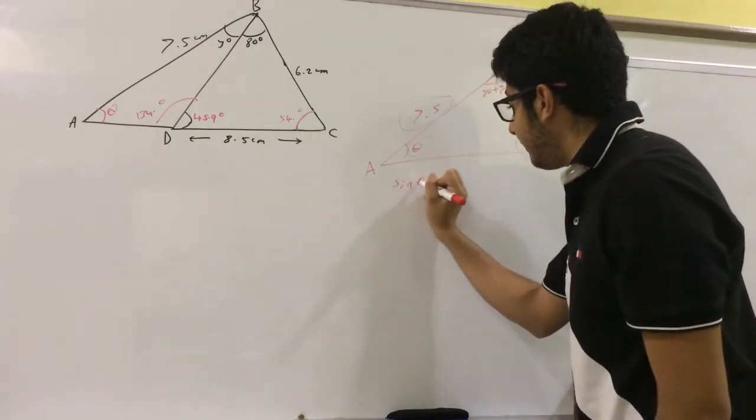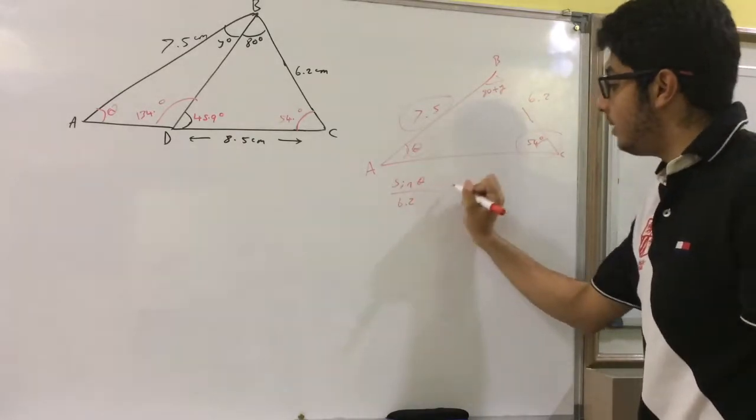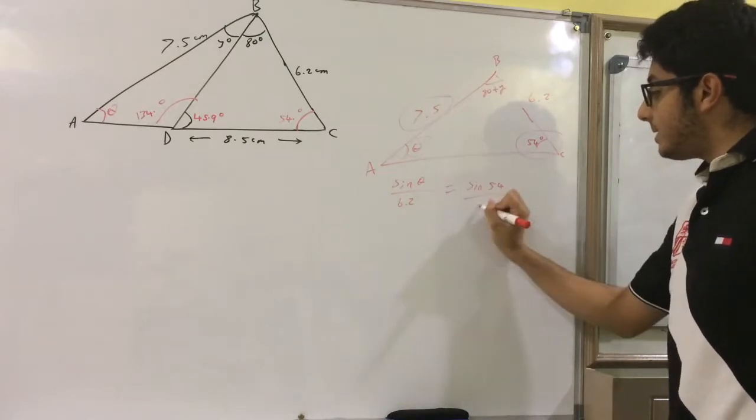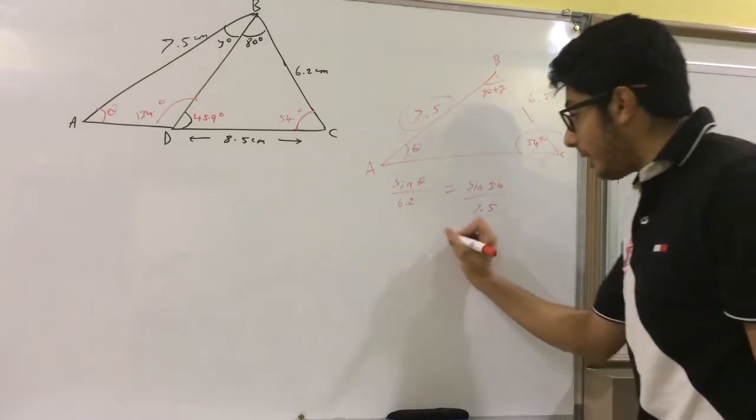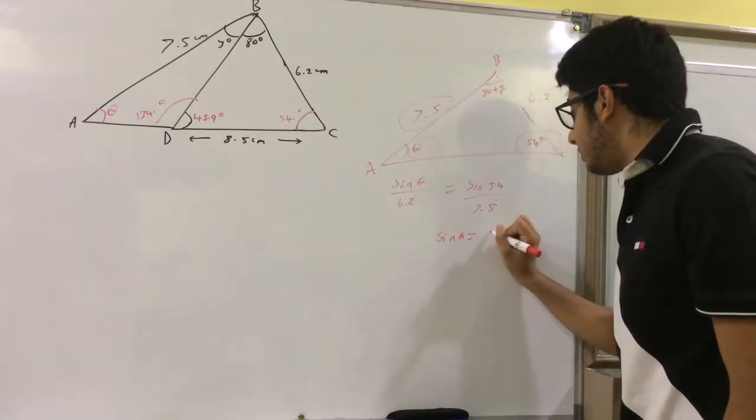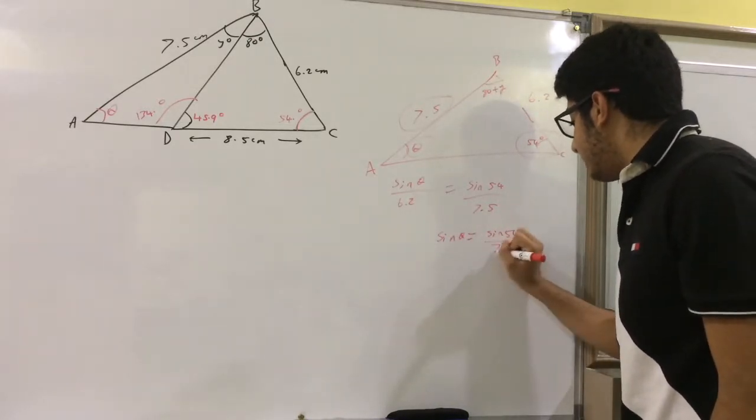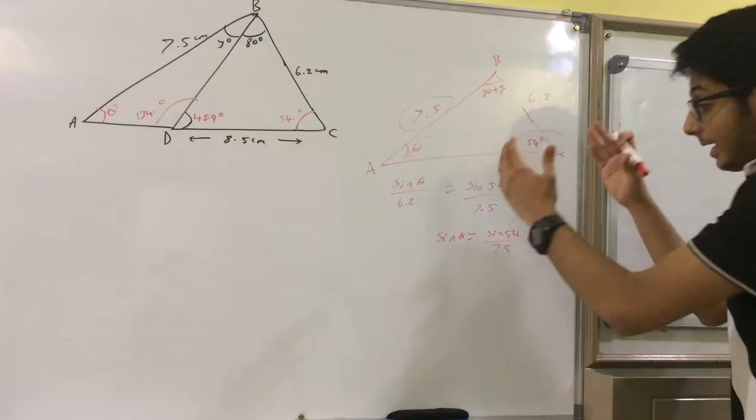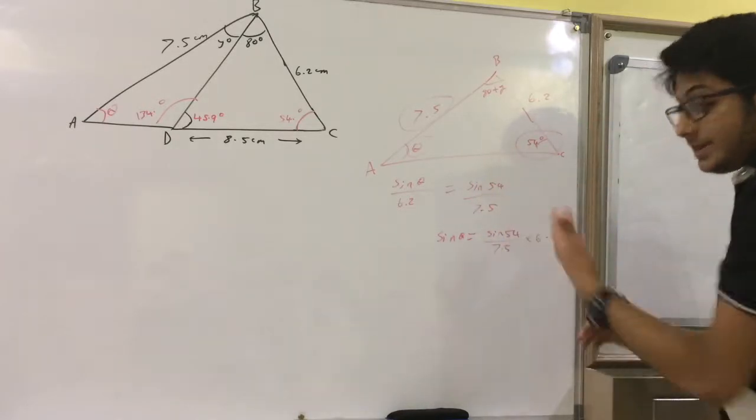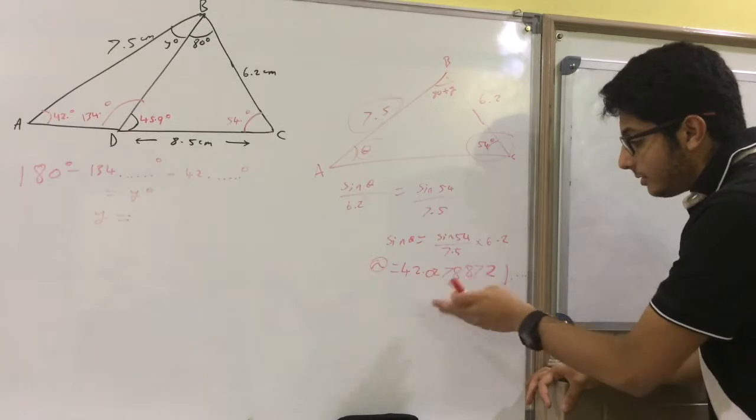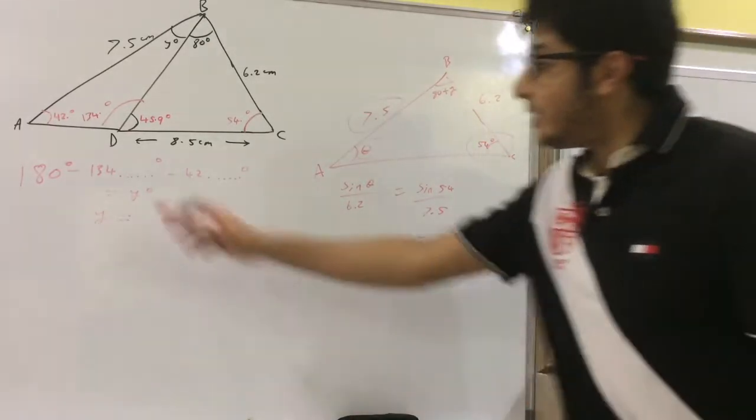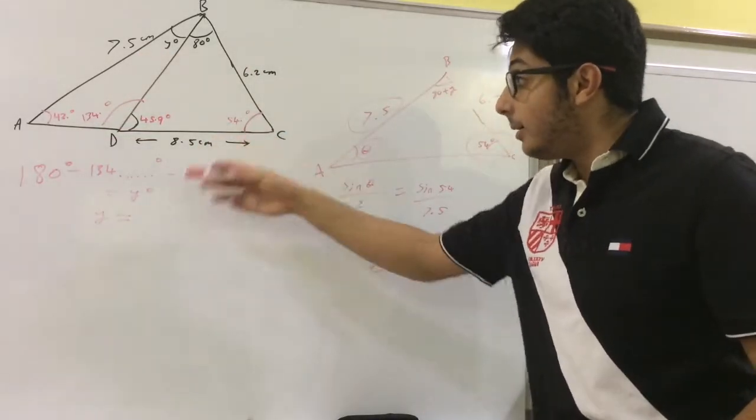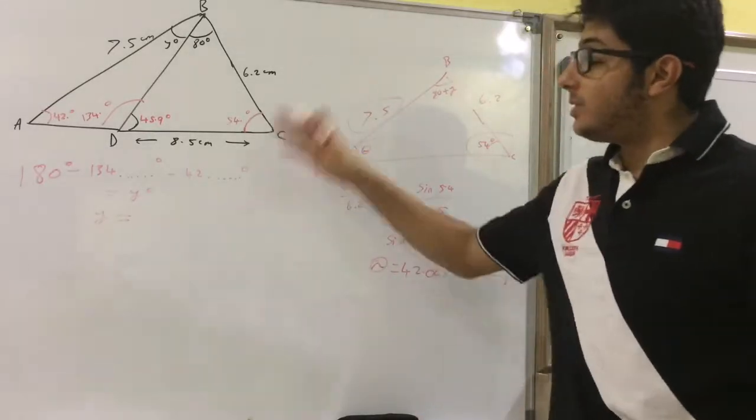So sine of theta over its opposite side 6.2 is equal to sine of 54 point something over its opposite side 7.5. You rearrange, you'll get sine theta is equal to sine 54 over 7.5 multiplied by 6.2, and then you obviously inverse sine that, and then you get theta is equal to 42.027 something degrees. So now we have that angle. We can easily find y. 180 degrees minus 134 point something minus 42 point something gives you y degrees.